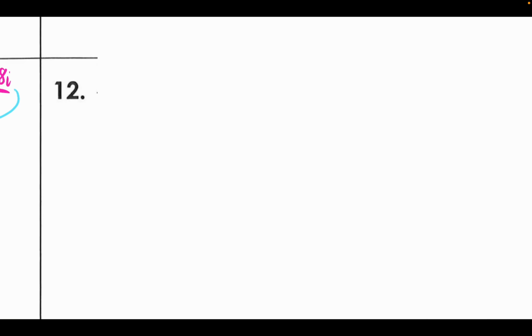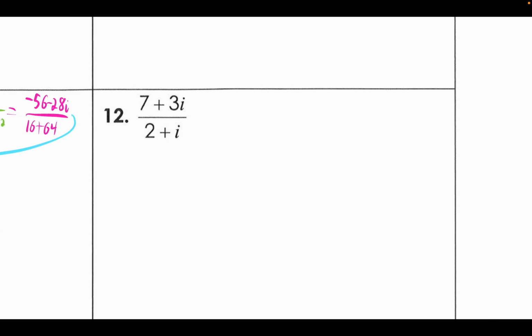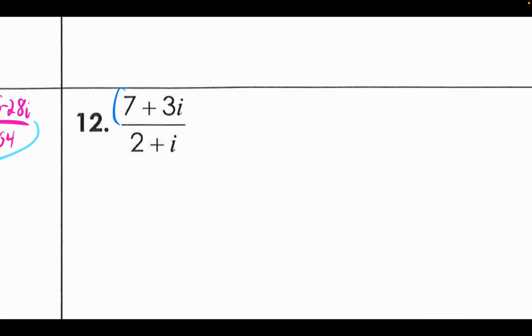Moving to number 12. On number 12, we'll notice the numerator is also a binomial. How fun, we get to FOIL twice on the top and the bottom. What we multiply isn't really changing though. It's still the complex conjugate, which is 2 minus i in this case. And so on the top, we have to FOIL here and do 7 times 2, 7 times negative i, 3i times 2, and 3i times negative i, rather. And so as we do this, we end up getting 14. I didn't really care for my 14 there. Minus 7i plus 6i minus 3i squared.